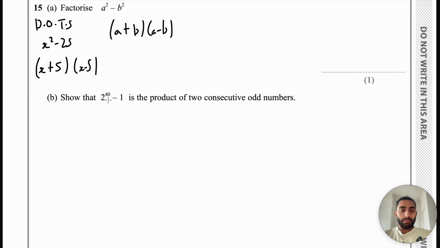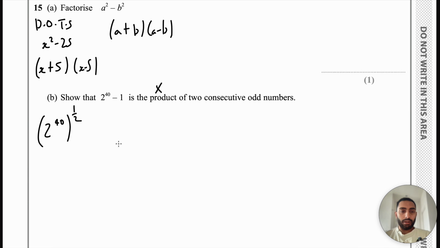Part B, show that 2 to the power of 40 minus 1 is the product of two consecutive odd numbers. Product just means multiply, and consecutive means next door to each other. So 2 to the power of 40 minus 1, if I square root both of these, I could end up with something that looks just like this. So the square root of 2 to the power of 40, I could write it as 2 to the power of 40, and the square root is also the same as to the power of a half. And if I have a power to a power, it's the same as multiplying them together.